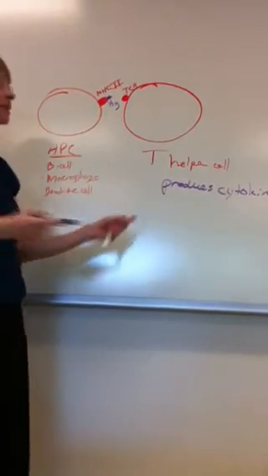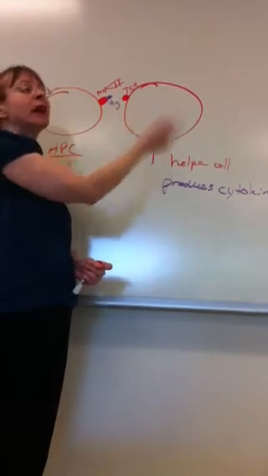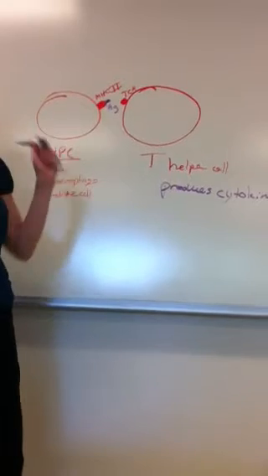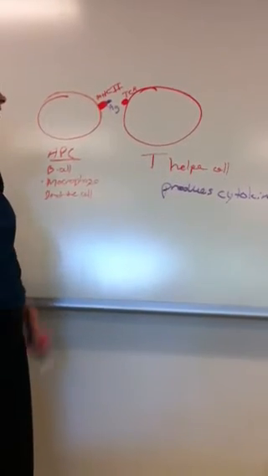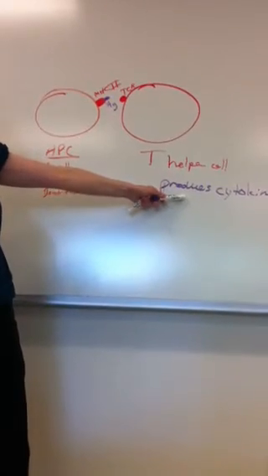But it's a helper cell because does this directly kill cells? No, it just helps everybody else do it, like your B cells, macrophages, dendritic cells. So that's its main job, and that's why it's called a helper. It doesn't actually do anything really other than this.